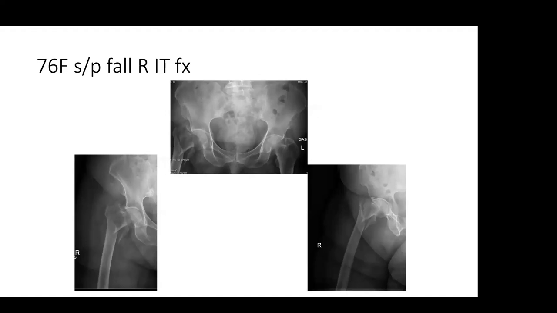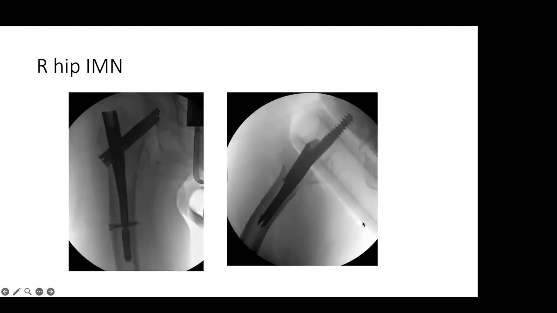This is a patient with an unstable intertrochanteric fracture. I know that because the lesser trochanter is off, so the posterior medial cortex is violated. So this is an intramedullary nail. That's a Smith and Nephew Intertan.